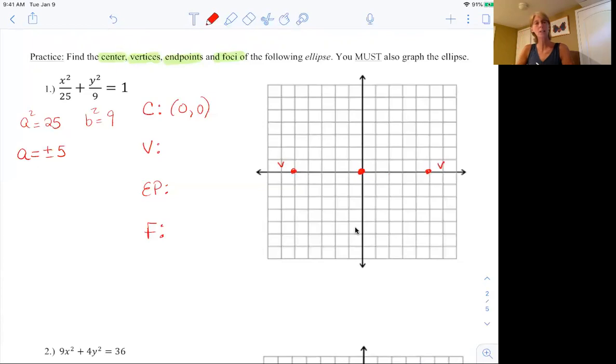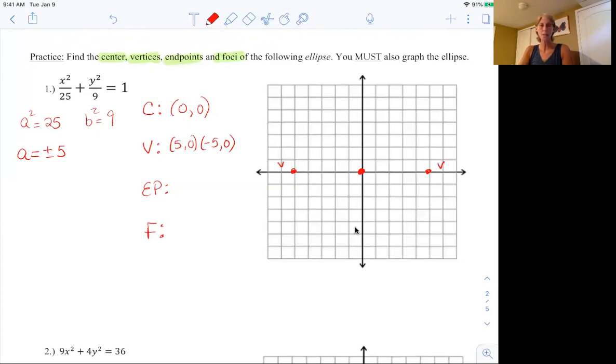And I usually just kind of go like that. Different textbooks will do different things. I kind of make it as simple as possible. So what are the coordinates of my vertices? Well, they're 5, 0 and negative 5, 0. And if you notice, all I did was add and subtract 5 from the center. 5, 0, negative 5, 0.